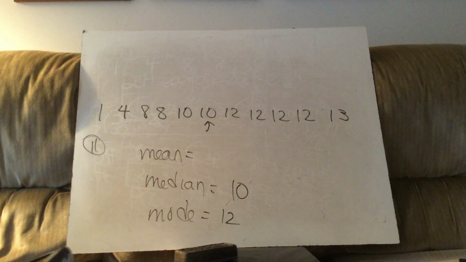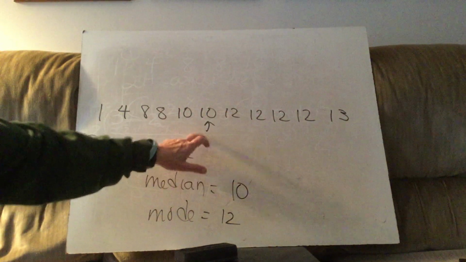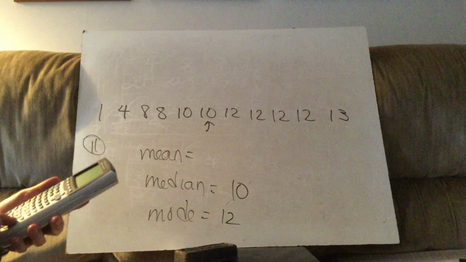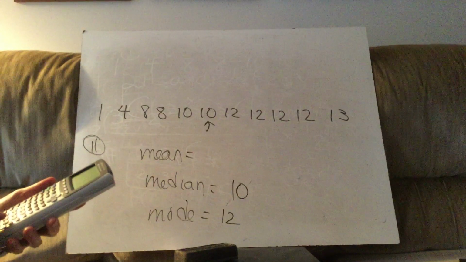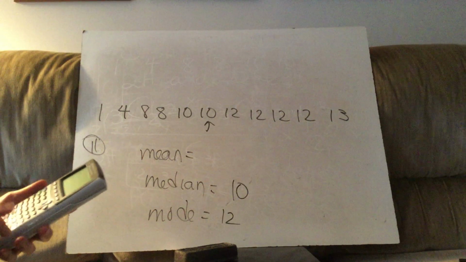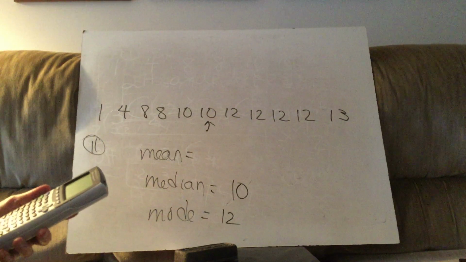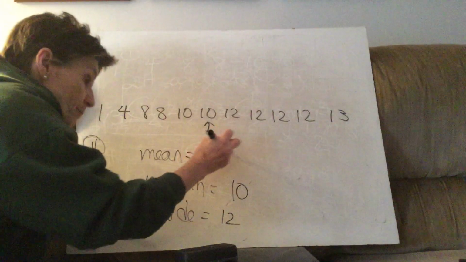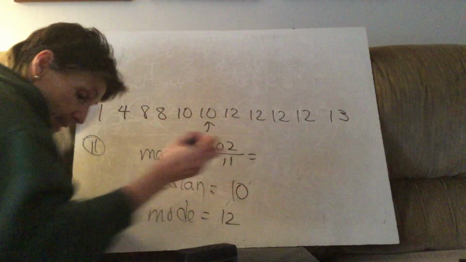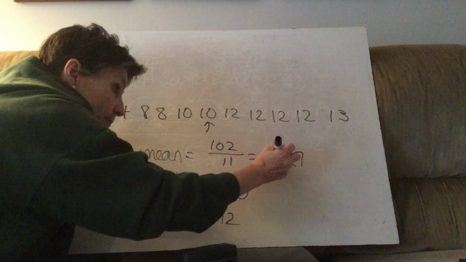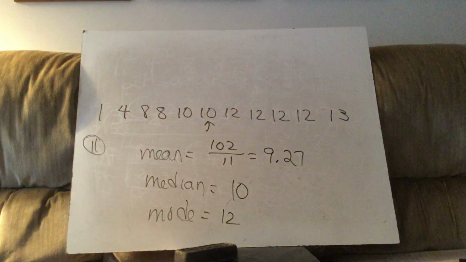And now the mean, I will add all those up and divide by 11. And I got 102 divided by 11, which is 9.27 as my mean.